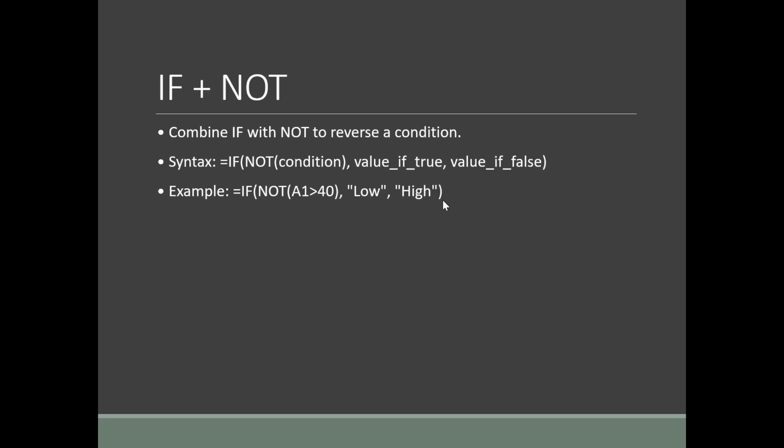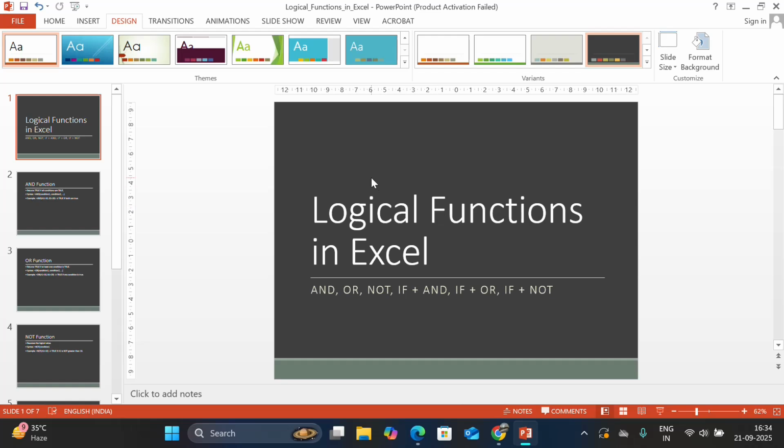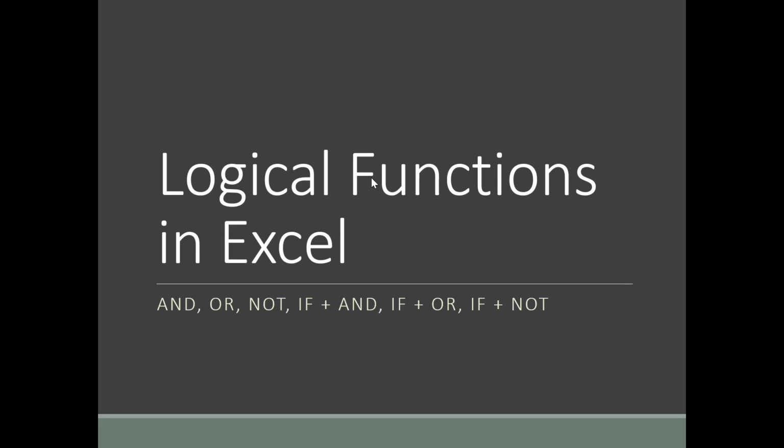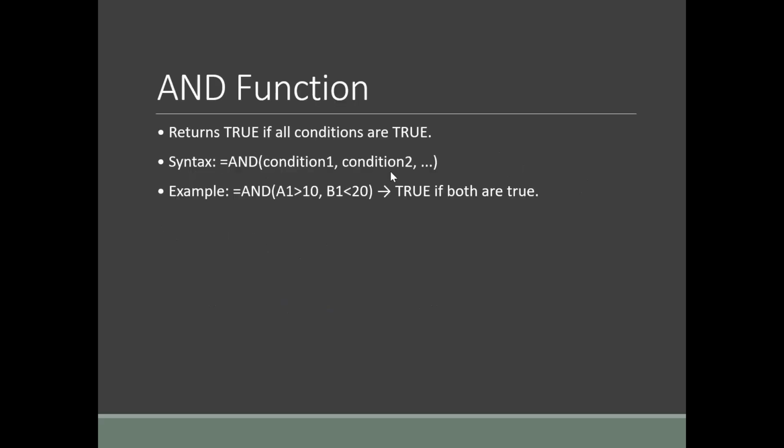IF NOT combines IF with NOT, the reverse of a condition. NOT always works in the opposite, reverse order, right? So the syntax is IF NOT condition, value if true and value if false. You can say IF NOT A1 greater than 40, low, otherwise high. So this is the way you work with the conditional construct here. With the conditional construct, you can use the logical operators IF, ELSE, and your logical operators AND, OR, NOT. Okay, so I hope you guys understand.